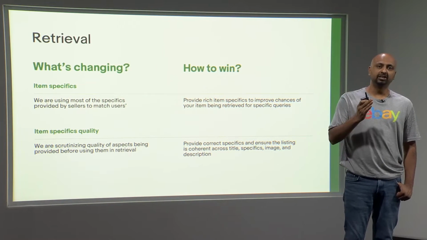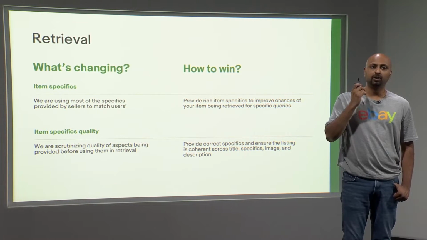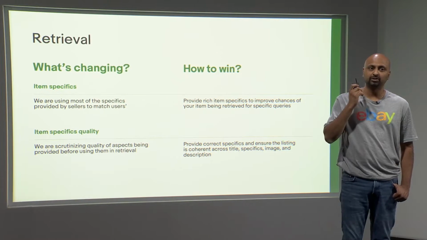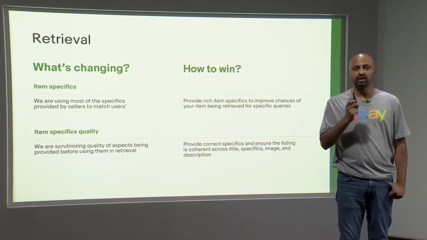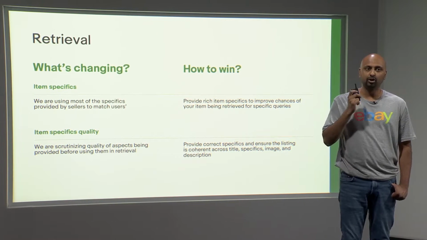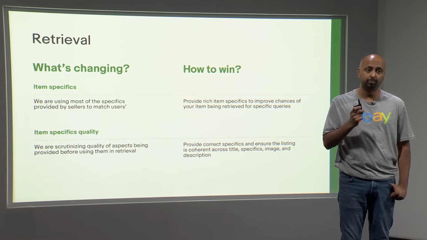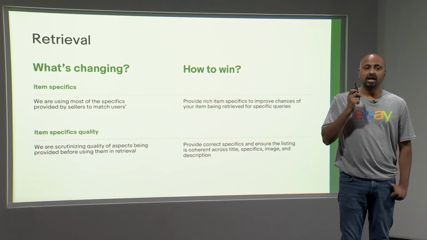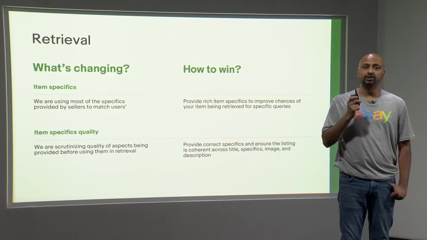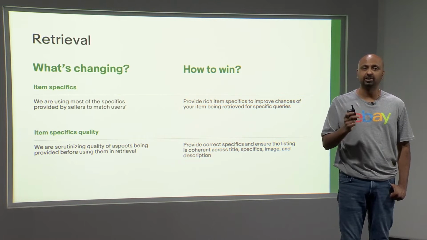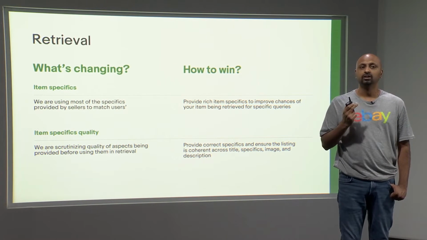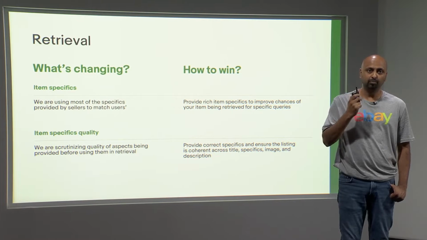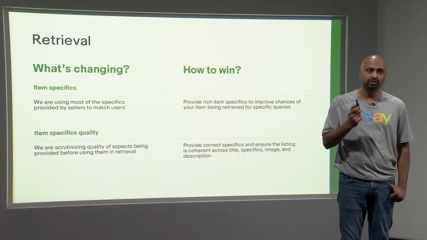The other major change that we are rolling out is a focus on item specifics quality. We are scrutinizing the quality of aspects a lot more than we used to do previously. And it's very important that your title, item specifics, image, description are all coherent so that the buyer can understand and make a trustworthy purchase.